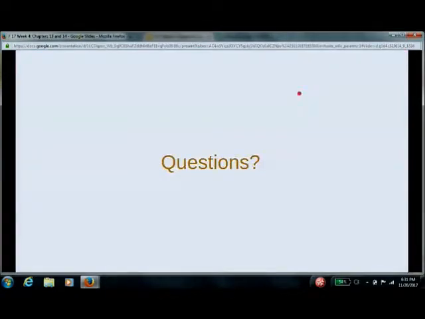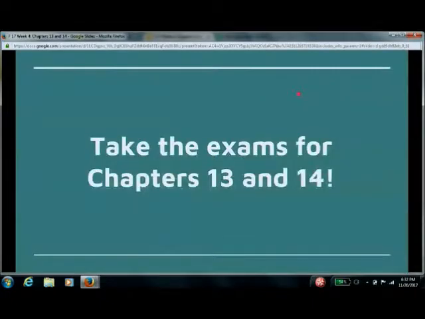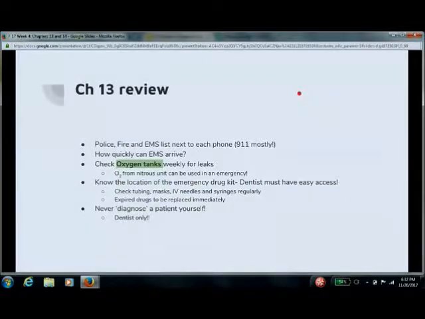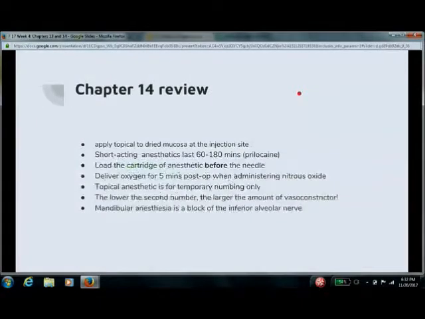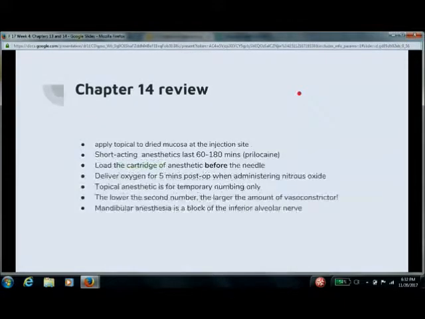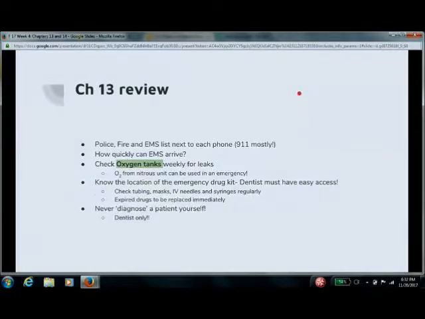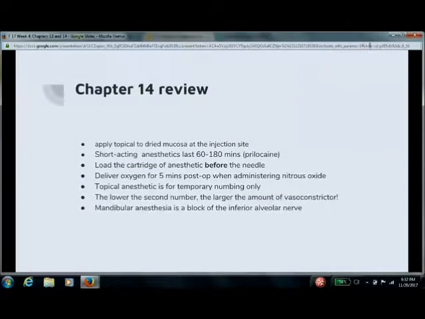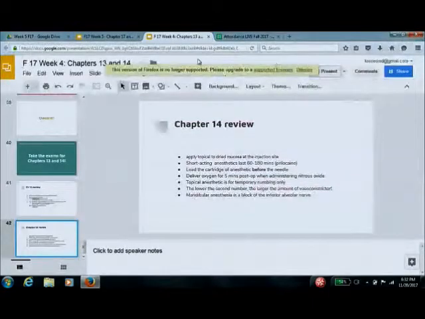All right. Any questions about any of this? Sounds pretty quiet out there. All right. So take the exams for chapter 13 and 14. And for your learning pleasure, I have put 2 reviews on here. Wink, wink, nudge, nudge. All right. So I know that this is a lot of stuff, and it's a lot of stuff in a short period of time. So there are some really important points that I've pulled out here that you might want to look at. All right. Great. I know you're all laughing even though you're on mute, right?